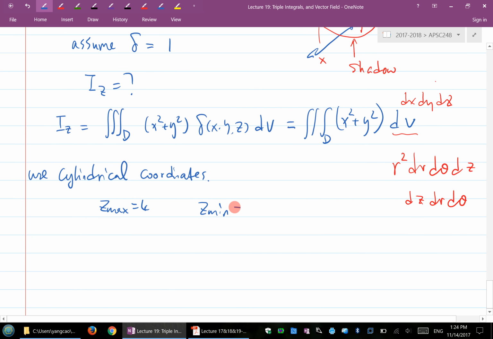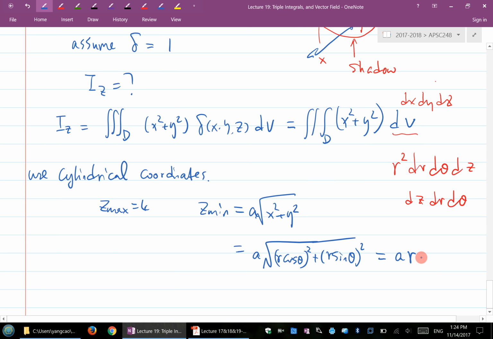So how do I find the z min then? The z min is on the cone surface, which is a times square root x squared plus y squared. That's the cone. But we're not using x and y, so we need to replace x, y with r cosine theta and r sine theta, and that gives us r squared cosine squared theta plus sine squared theta, so a times r here. So that's your z min. Is that good?